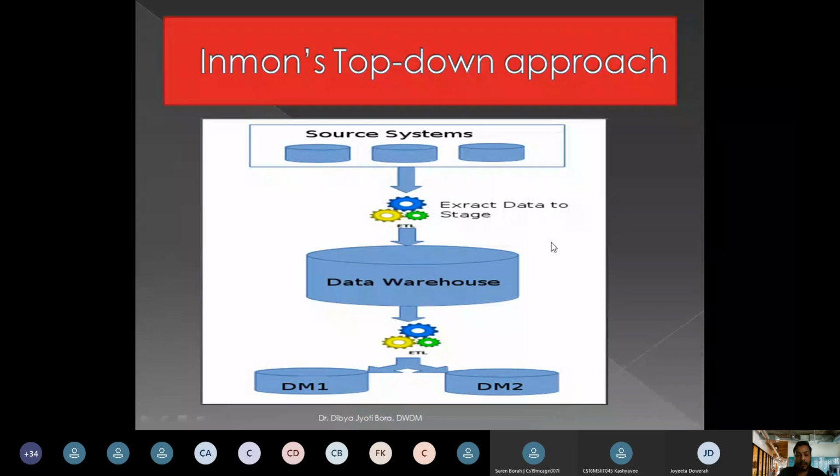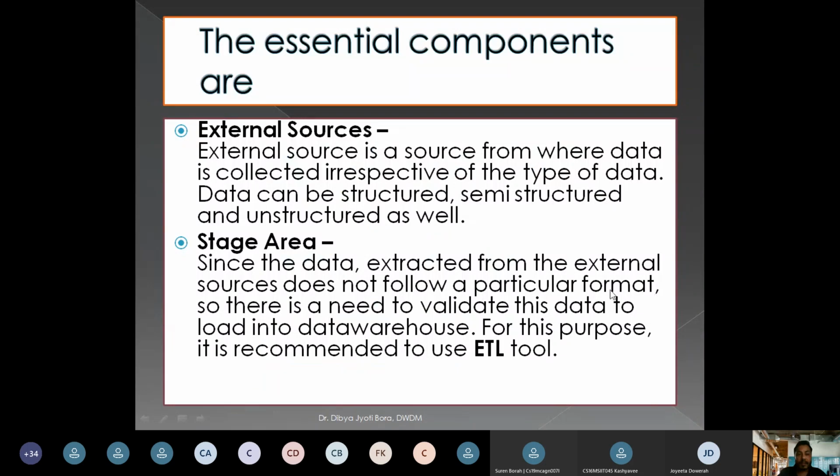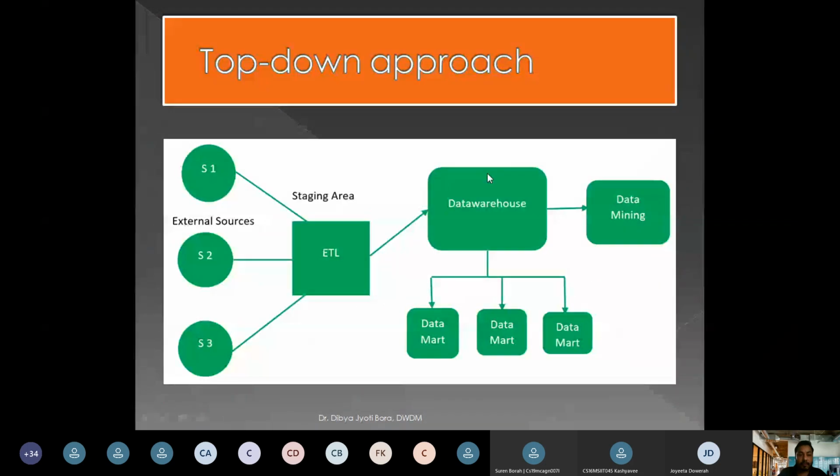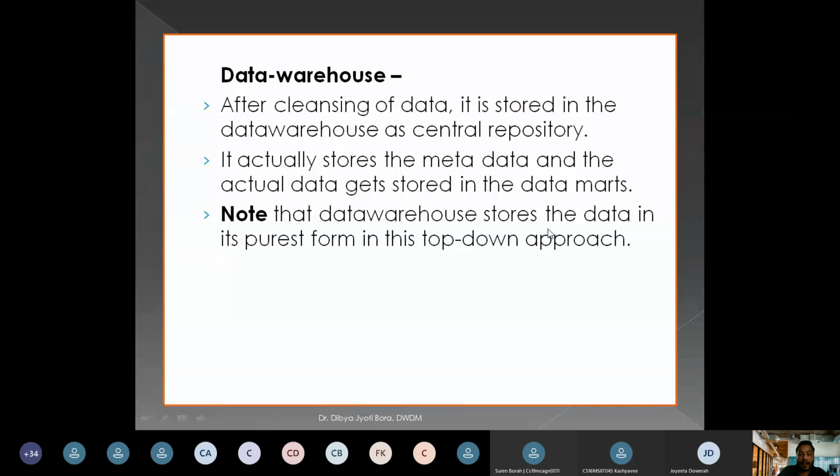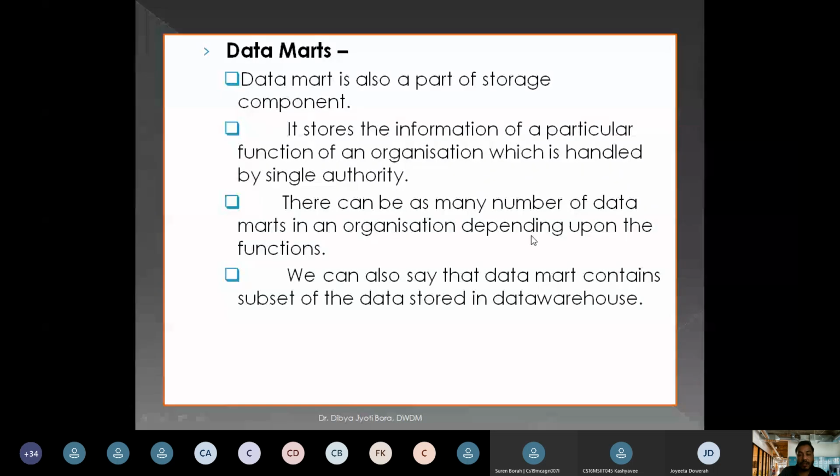Okay. Now, if we write the stages, then what would happen? You will see that in this top-down approach, the important components are external sources, staging area, data warehouse, data mart, and data mining. Okay. External sources you already know. These external source data may be structured, semi-structured, even unstructured. In the staging area we are performing cleansing. Then data warehouse, no need to say again. Then we have data mart, which I discussed in the last lecture.